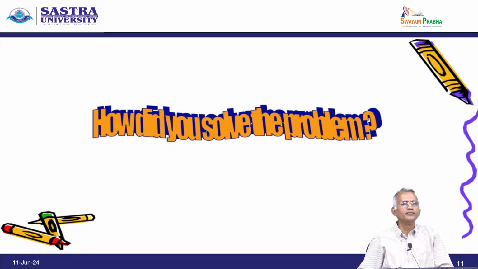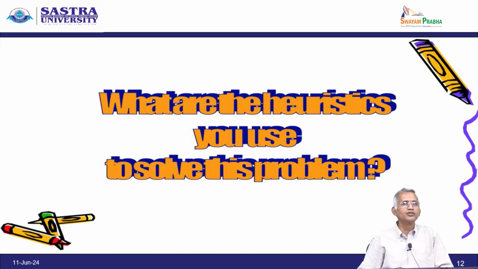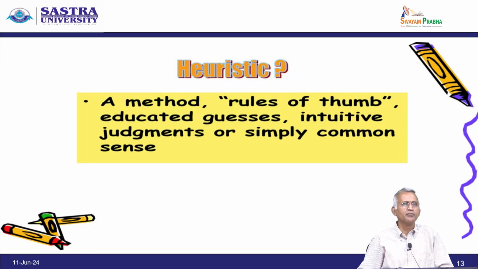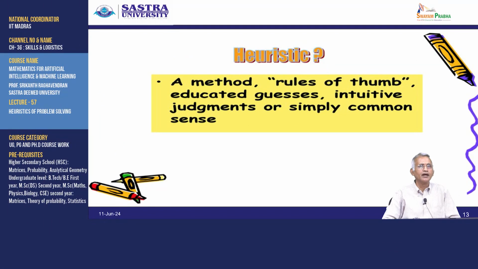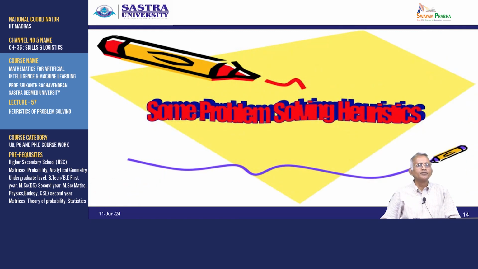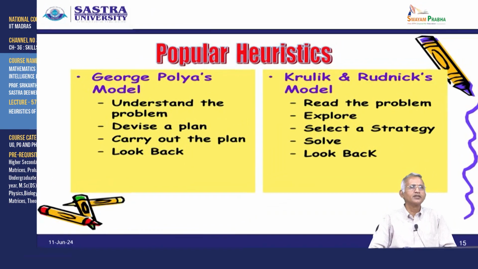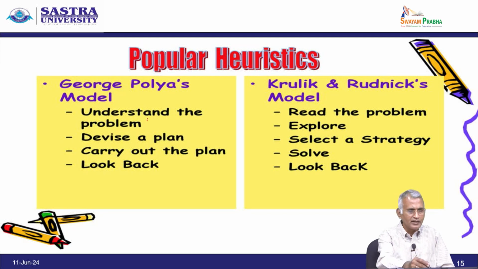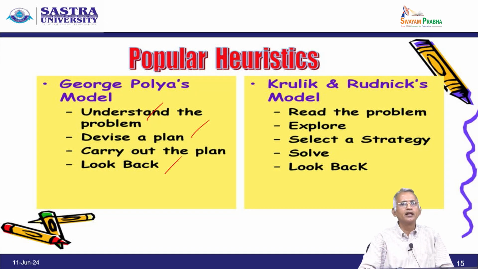How did you solve this problem? What heuristic did you use to solve this problem? A heuristic is a method, rule of thumb, educated guess, intuitive judgment, or simple common sense. Some problem-solving heuristics are: George Polya's model: understand the problem, devise a plan, carry out the plan, look back. And Krulik and Rudnick's model: read the problem, explore, select a strategy, solve, look back. These are all popular heuristic models.